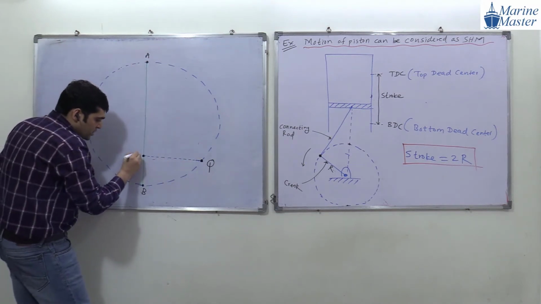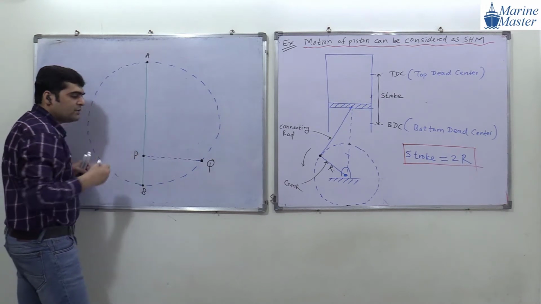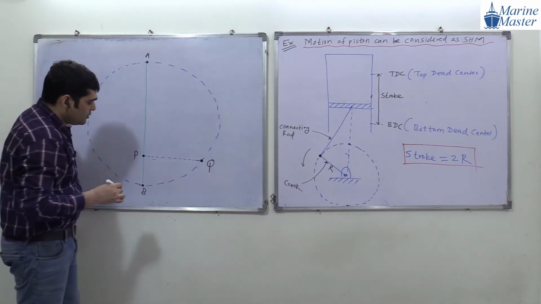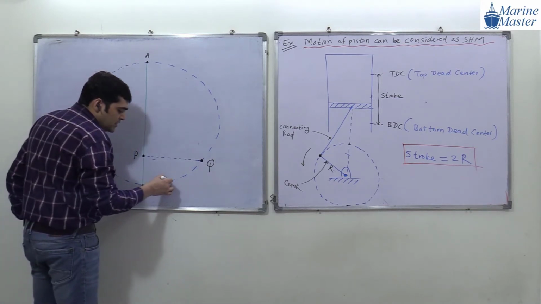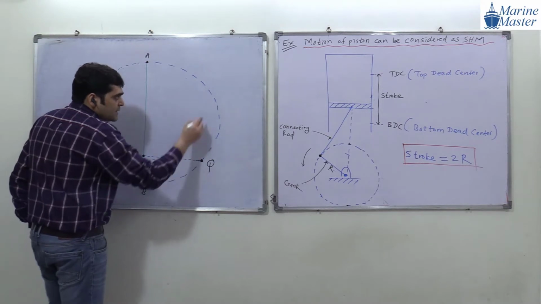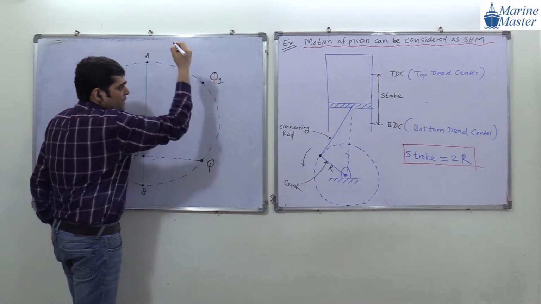What is the meaning of projection? What is the name of this projection point? We have given it the name P. Now suppose this point Q is moving in a circle. Suppose point Q reaches here. We will say it reaches a point Q1.